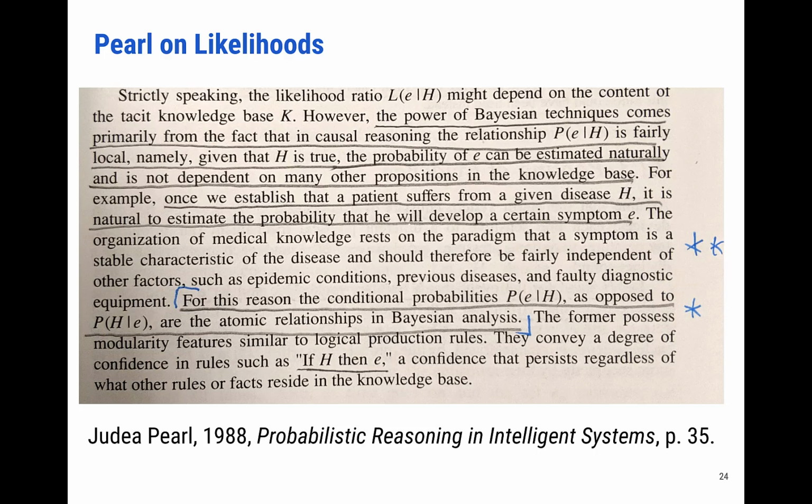So the organization of medical knowledge rests on the paradigm that a symptom is a stable characteristic of the disease and should therefore be fairly independent of other factors, such as epidemic conditions, previous diseases, and faulty diagnostic equipment. So for this reason, the conditional probabilities, probability of E given H, as opposed to probability of H given E, are the atomic relationships in Bayesian analysis. This is really important. These are your sort of units of knowledge, if you will.